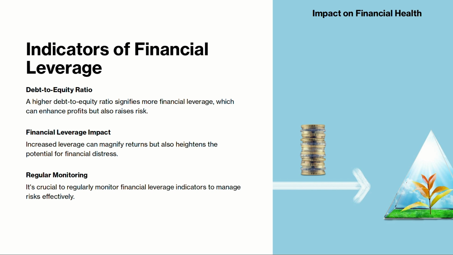Indicators of financial leverage. Debt to equity ratio. A higher debt to equity ratio signifies more financial leverage, which can enhance profits but also raises risk. This is the impact on financial health. Financial leverage impact. Increased leverage can magnify returns but also heightens the potential for financial distress. Regular monitoring. It's crucial to regularly monitor financial leverage indicators to manage risks effectively.